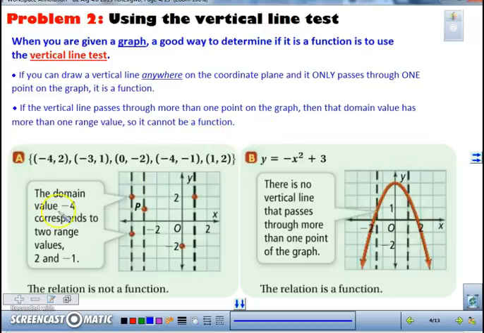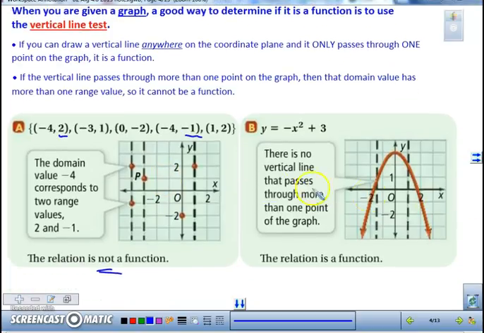So if we look at this, and again, if we were going to list this at -4 under the domain, we have it going to both 2 and -1. So that's the one that does not meet the vertical line test. All the rest of them meet that vertical line test. It is not a function because it went through 2 points. And if you're given a reason, that can be your reason. As we look at this equation, y equals -x squared plus 3, and we draw a vertical line after it's graphed, it is a function because it passes the vertical line test.